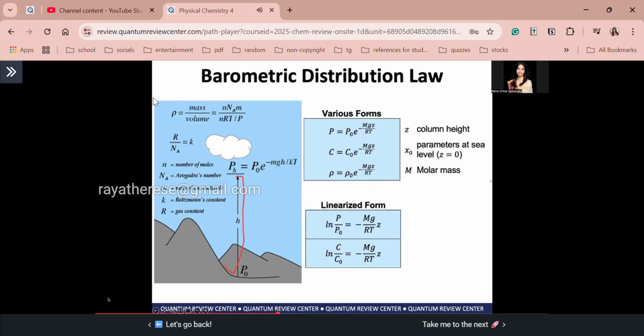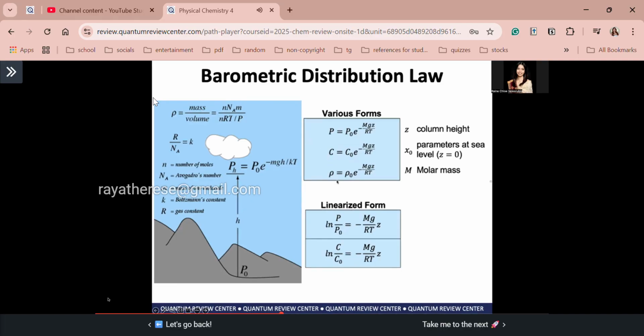So M is your molar mass, G is your gravity, which is 9.8 kilogram times meter per second squared, and Z is your column height. So ito yung height, guys, si Z, okay? Divided by RT. And then we can also use it for concentration. So for example, we have an initial concentration C naught, the final concentration at a certain height Z, that is we can get the final concentration using this equation. C is equal to C naught times e to the power of negative mgz over RT.